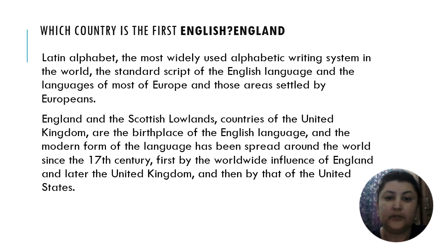Which country is the first English? England? Latin alphabet, the most widely used alphabetic writing system in the world, is the standard script of the English language and the language of most of Europe and those areas settled by Europeans. England and the Scottish Lowlands, countries of the United Kingdom, are the birthplace of the English language, and the modern form of the language has been spread around the world since the 17th century, first by the worldwide influence of England and later the United Kingdom, and then by that of the United States.